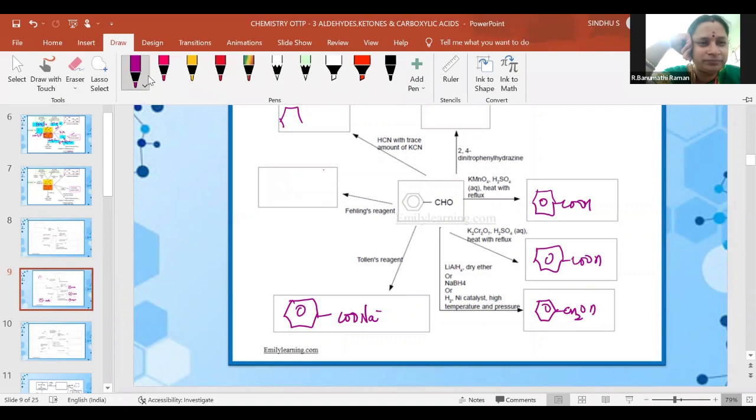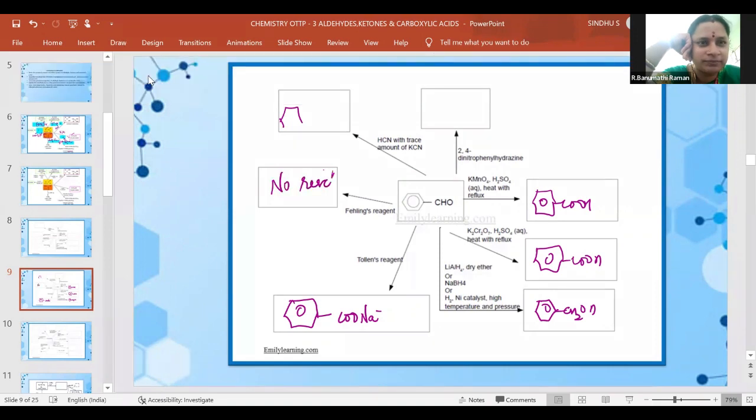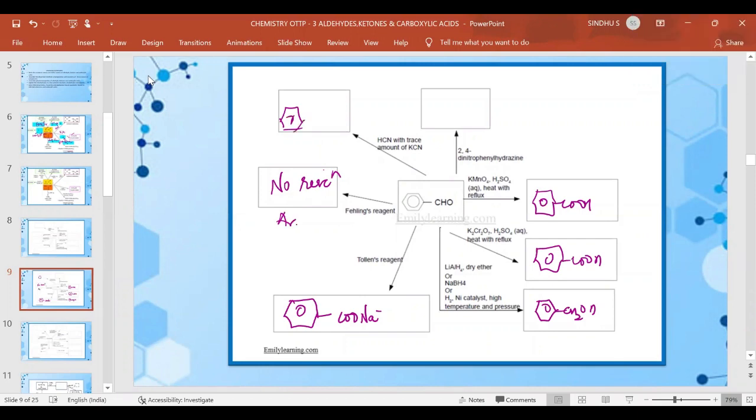So no reaction. Yes. Aromatic aldehyde, right? Yeah. And coming on to HCN. Madam, Baeyer's test will not be given by benzaldehyde. Am I right, madam? Yes, sir.